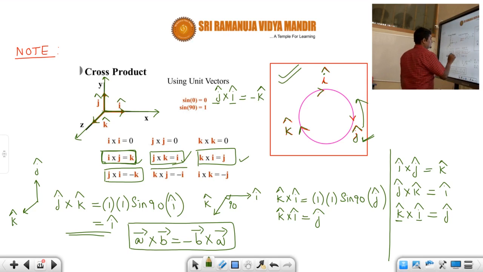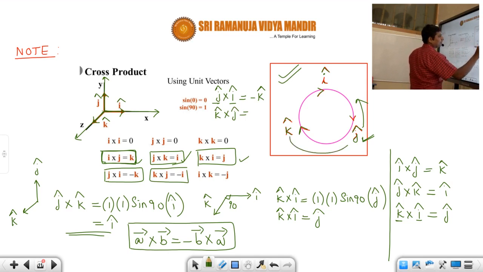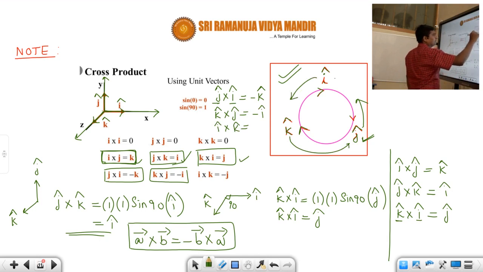Okay. Same way, k cross j. k is here, students, j is here. So you are going back, that means you are going anti-clockwise. So that means minus i. And similarly, i cross k: i is here, students, k is here. You are going opposite to our clockwise direction. So i cross k is equal to minus j.